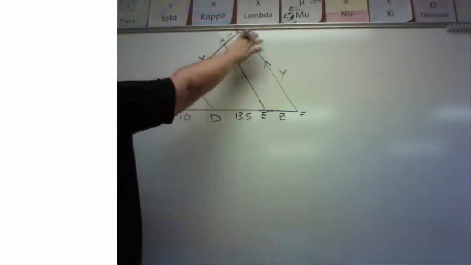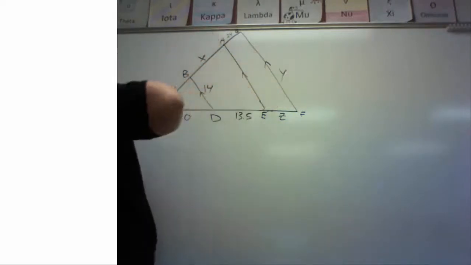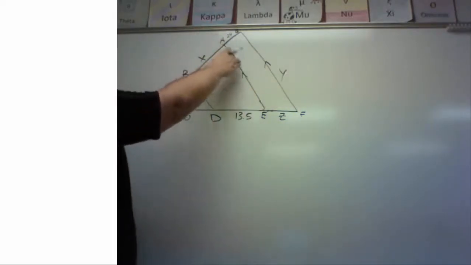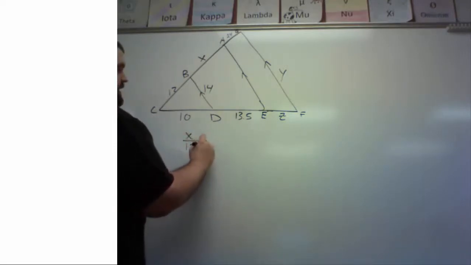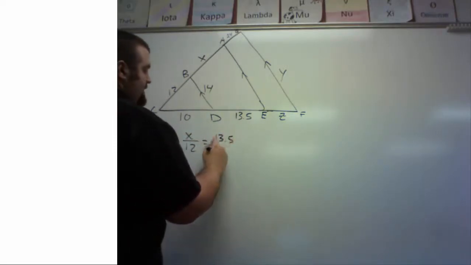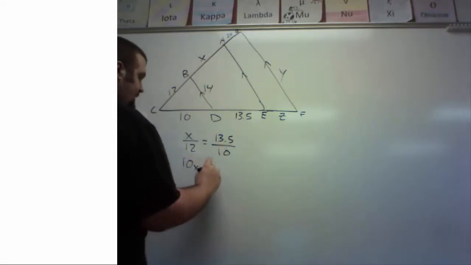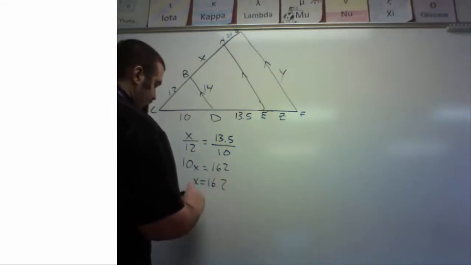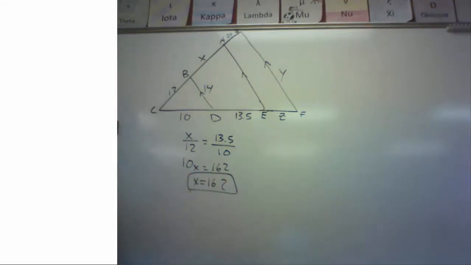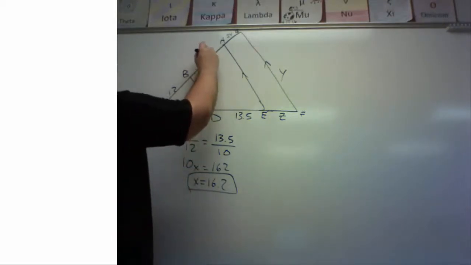Because I'm ignoring this entire AGEF part of the triangle. That's all gone. So I'm only looking from AE inward. So x to 12 equals 13.5 to 10. I feel like I've just done this. 10x equals 162. x is 16.2. Alright, so I know x, I'm going to plug it in. 16.2.